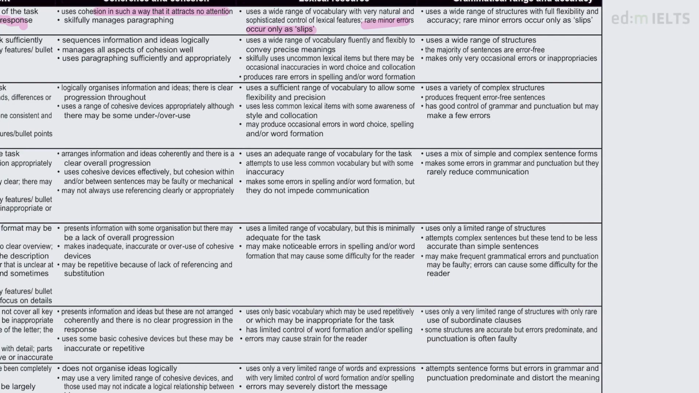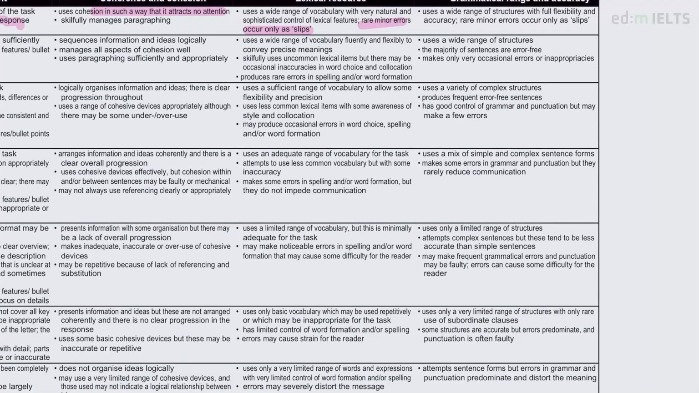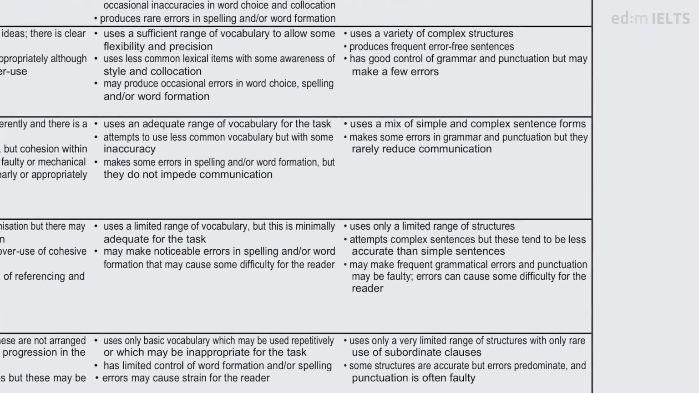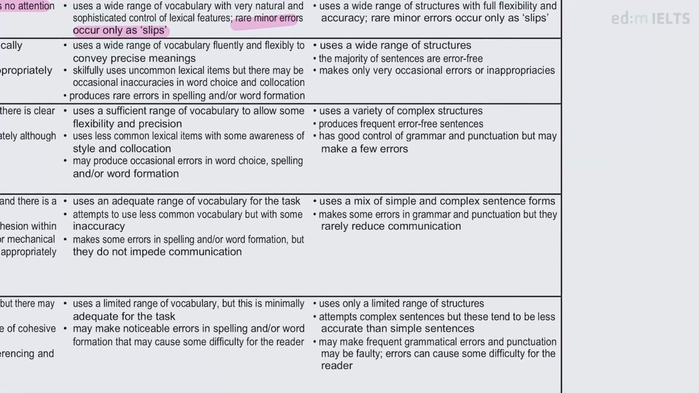I hope you understand what it means by slips. A slip is when your brain just stops working for a moment, even though it normally works okay. It just stops for a few seconds, because you're a human, not a machine. And grammatical range and accuracy, again, it's not really rare minor errors that occur only as slips.